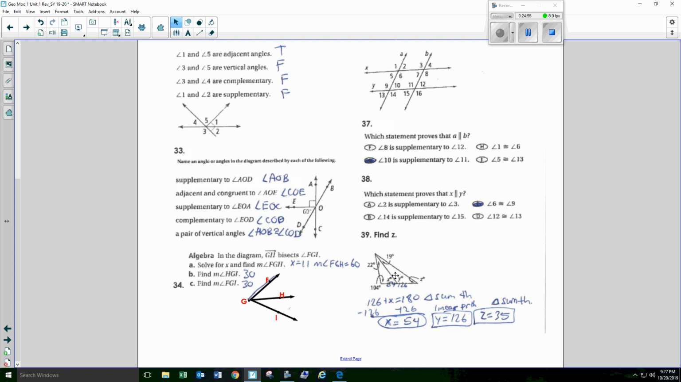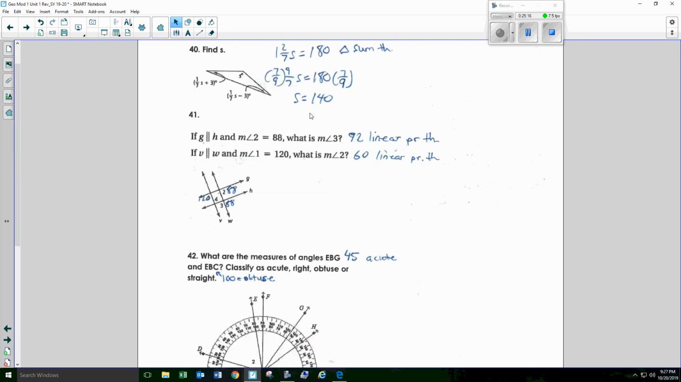Now we have these two, we can add those together. 126 and 119 is 145. From 180 makes it 35 for Z. Okay, and I said what the theorems were. Triangle sum theorem for the first one, linear pair theorem for the second one, and again going back to triangle sum theorem for the third one.